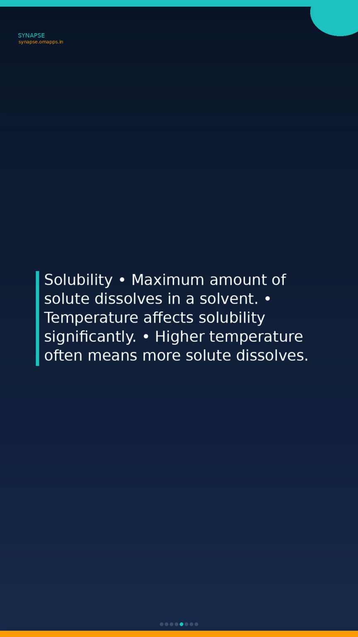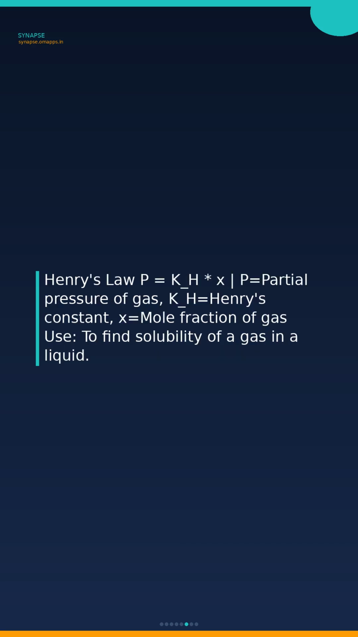Let's look at a solved example. Q. 2 grams of benzoic acid is dissolved in 25 grams of benzene. The depression in freezing point is 1.62 K. Calculate the molar mass of benzoic acid. K_F for benzene is 4.9 K kg per mole.